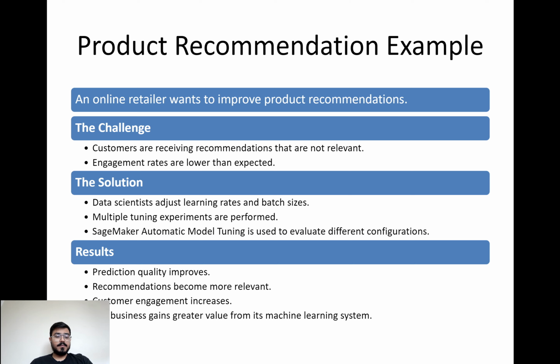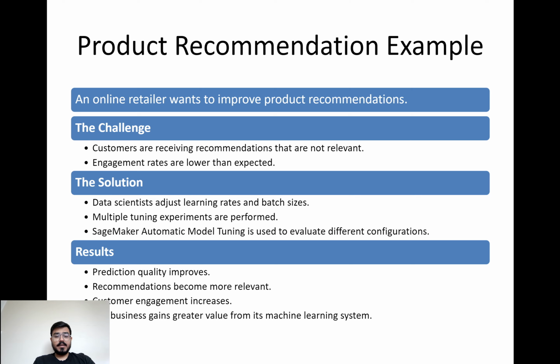The goal is simple: if customers receive useful recommendations, they are more likely to engage with the website and make purchases. However, the company noticed a problem. Many customers were receiving recommendations that did not match their interests. For example, a customer who frequently purchases fitness equipment might suddenly receive recommendations for products that are completely unrelated to their shopping habits. As a result, customer engagement began to decrease. People are clicking fewer recommendations and spending less time interacting with the suggested products.